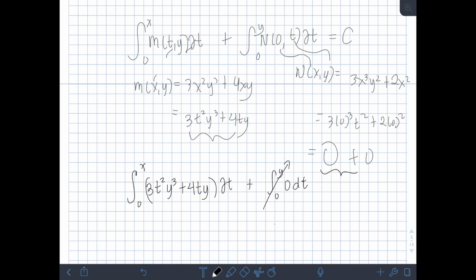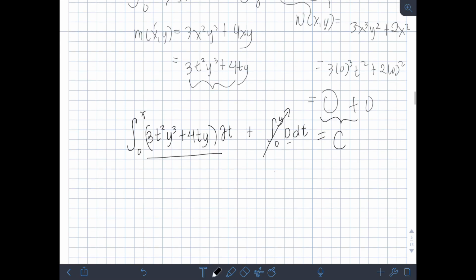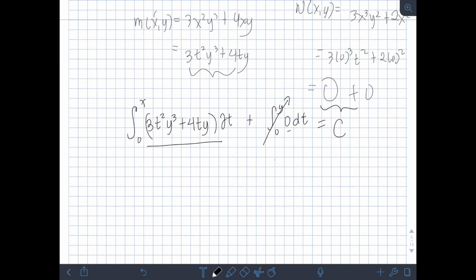Or ito, kahit wala na kasi 0 naman yung integral niya, equated to c. So, ito na lang i-evaluate natin. So, integrate natin ulit with respect to t, tapos yung y ay constant. So, dito muna tayo. Integral ng 3t squared y cubed is, itong 3y cubed, igigilid ko.